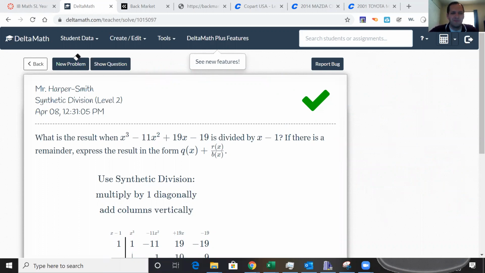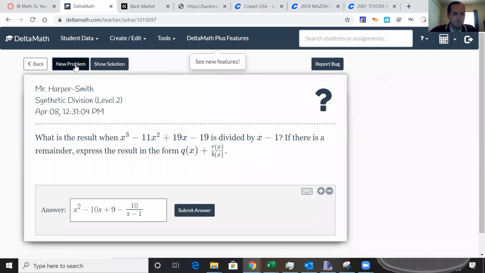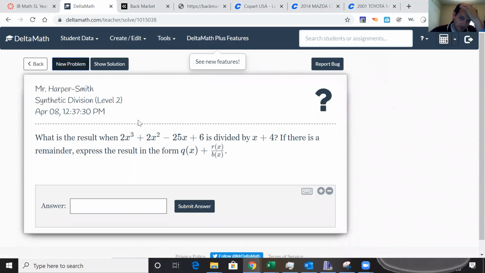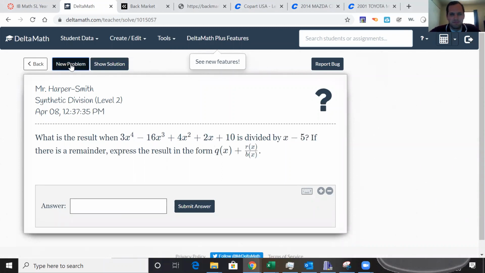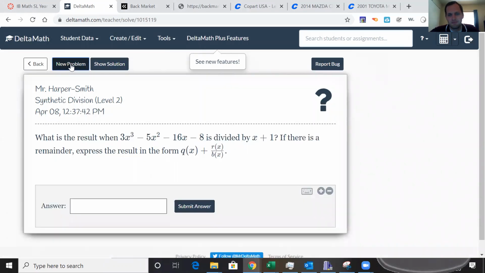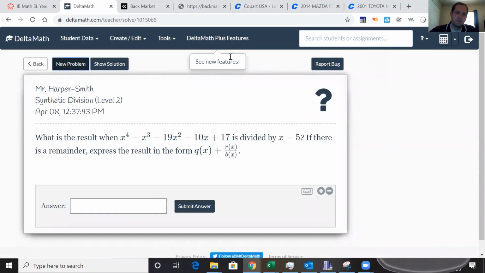Okay, let's try another problem. Here's another one that we can do. Actually, let's see if there's a trickier one. Is there a trickier one? There's not. So we'll just go with that one. This one looks like fun.